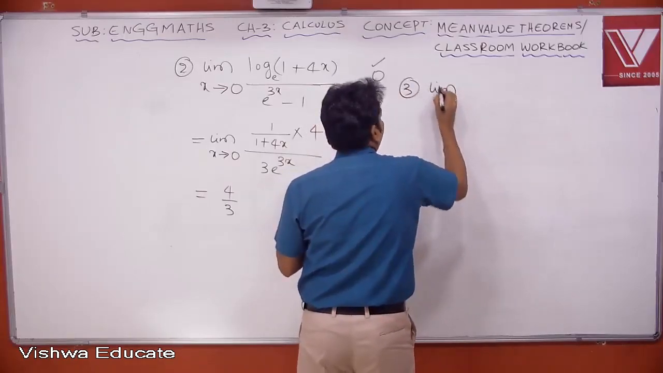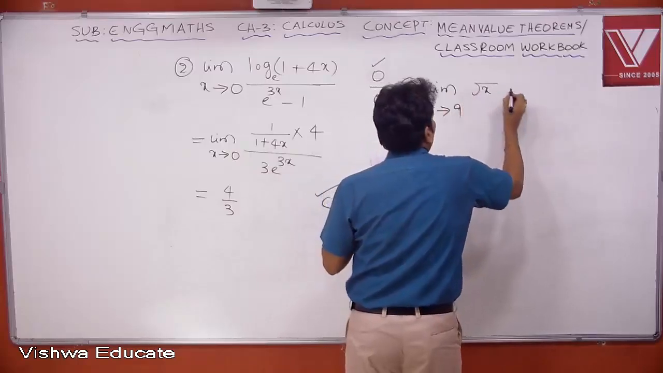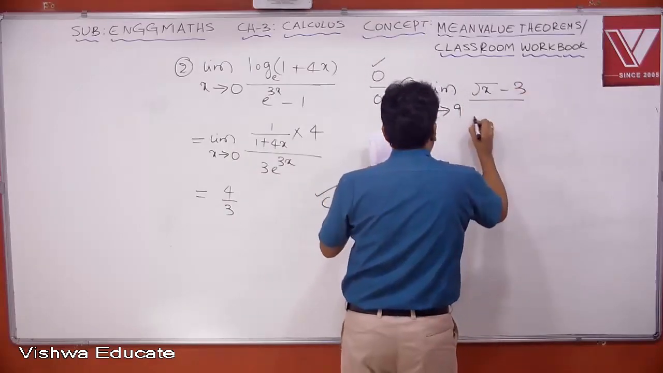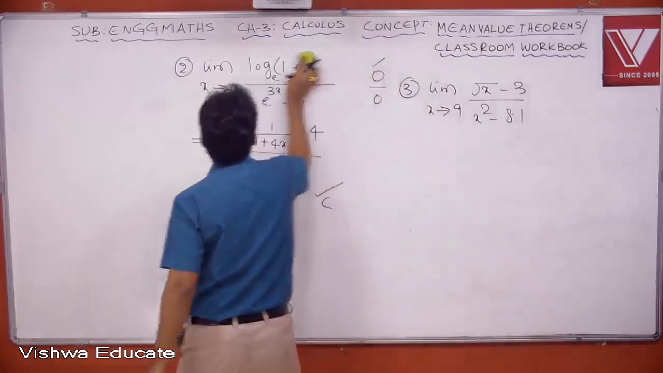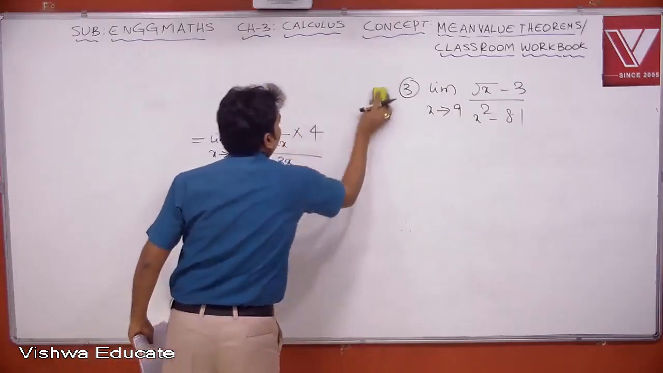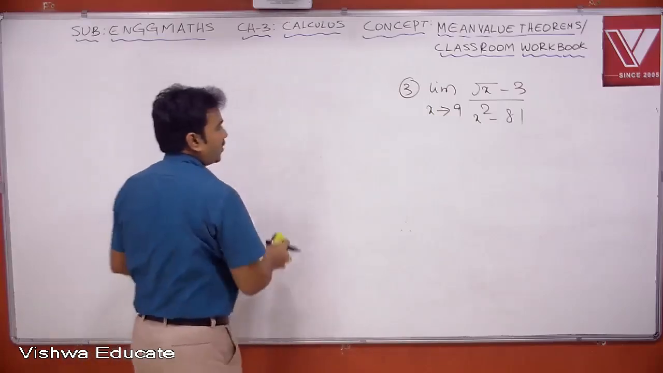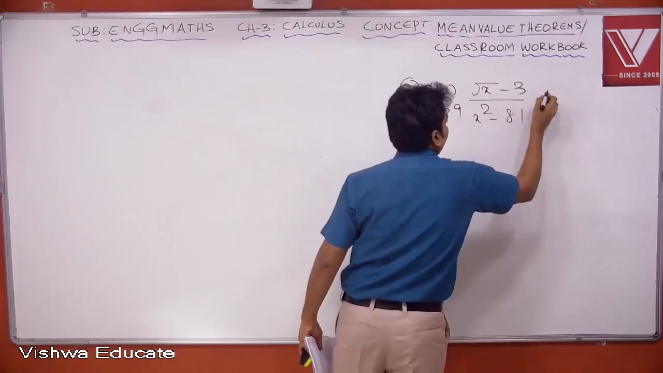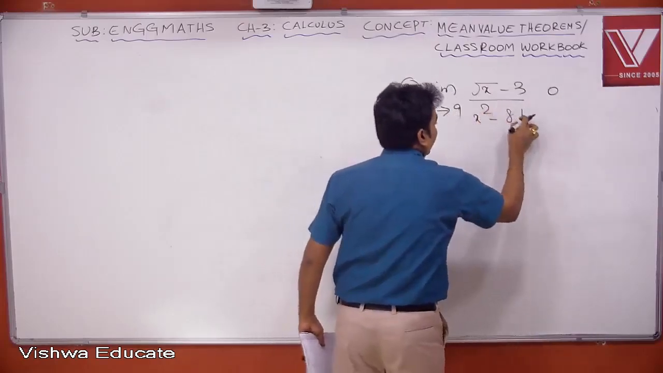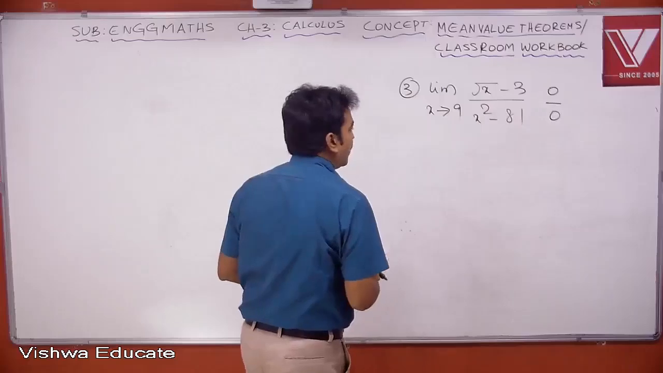Limit x tends to 9, square root of x minus 3 divided by x square minus 81. Let us try to find this limit. Question number 3. Replace x by 9, square root of 9 is 3. 3 minus 3 is 0. 9 square is 81. 81 minus 81 is 0. Again it is in 0 by 0 form.